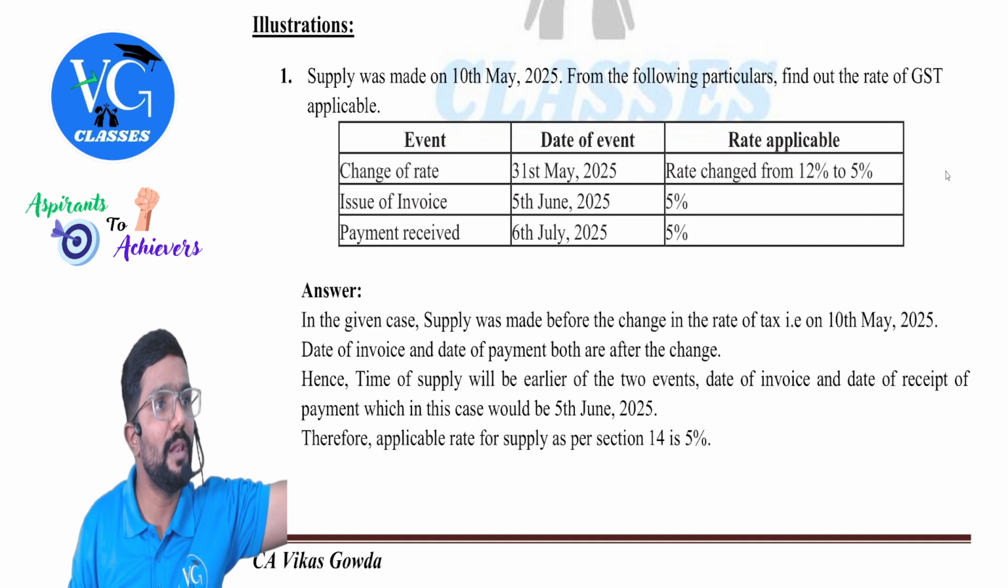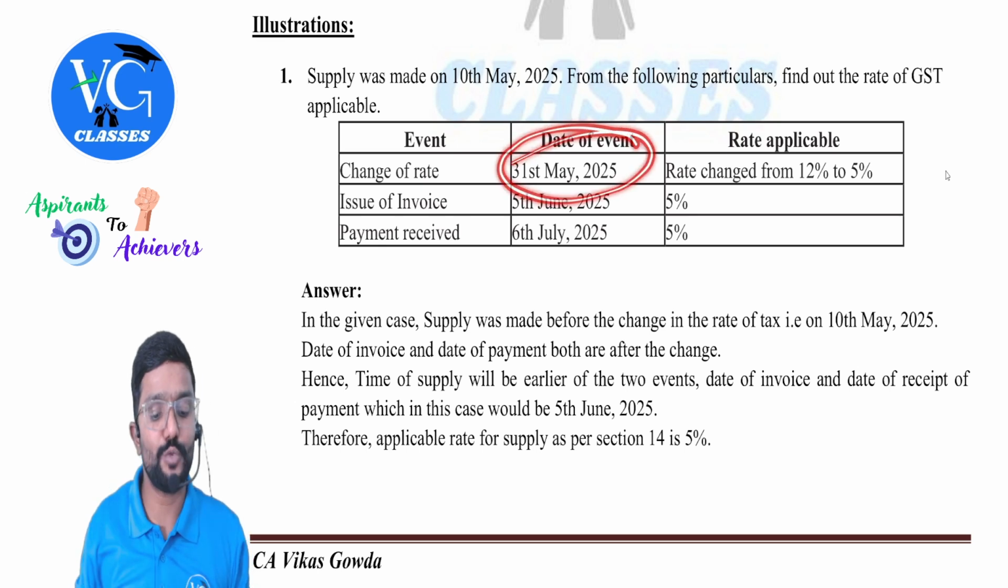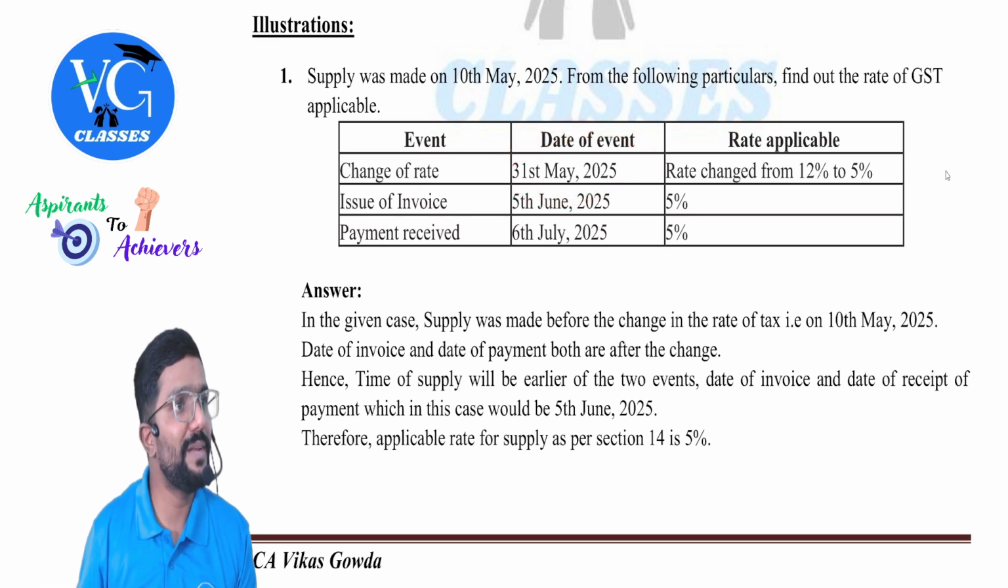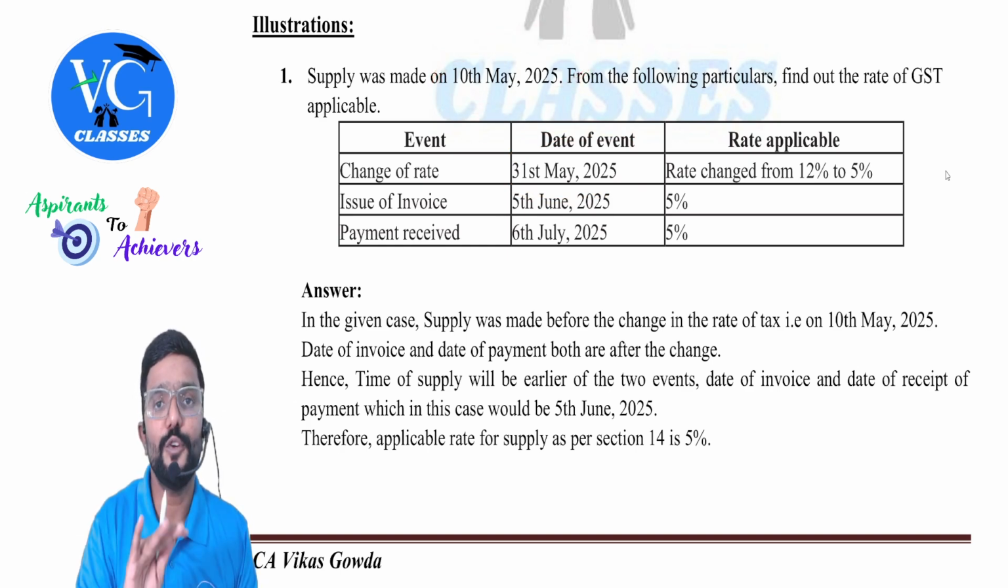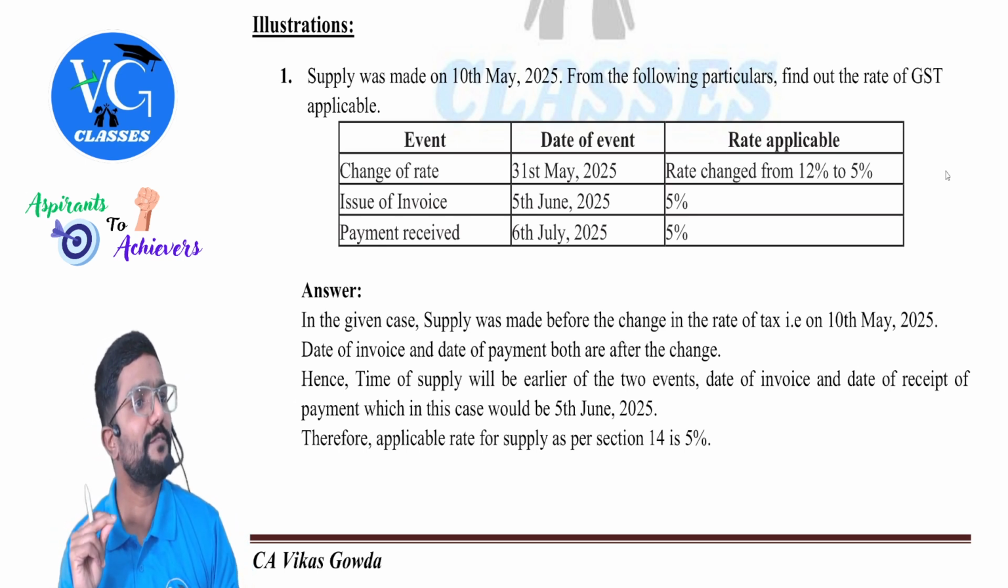What is the old rate? 12. What is the new rate? 5%. When did the change happen? 31st May. And when did supply happen, Lubna? When did supply happen? 10th May. Before the change, after the change?